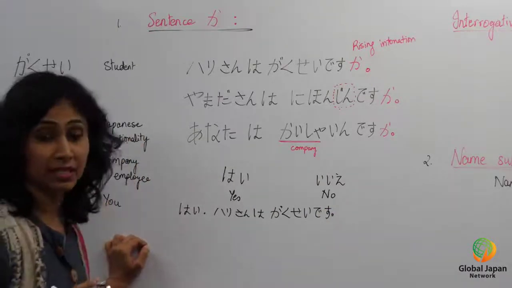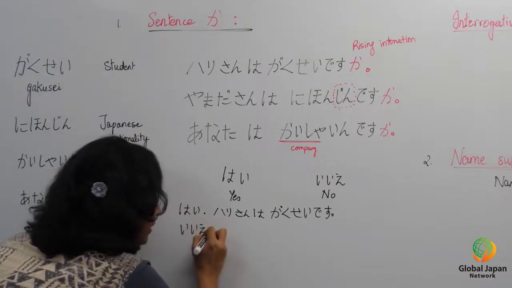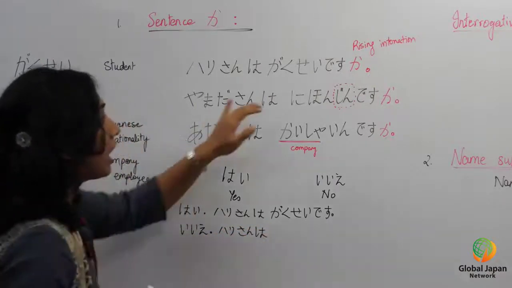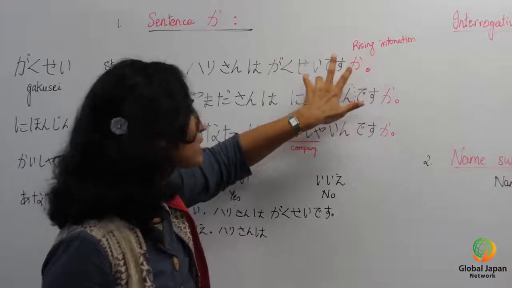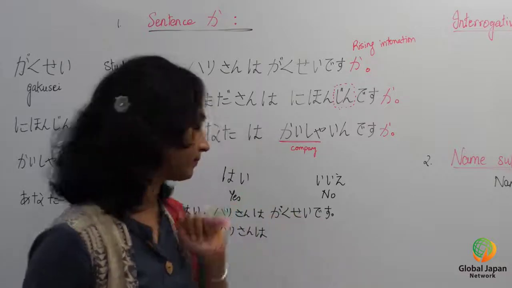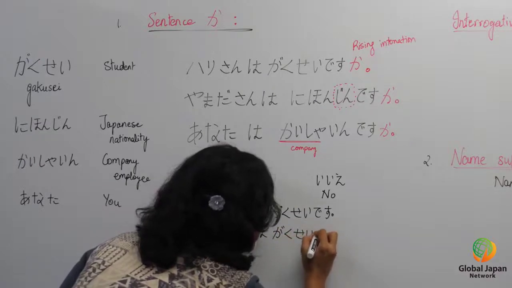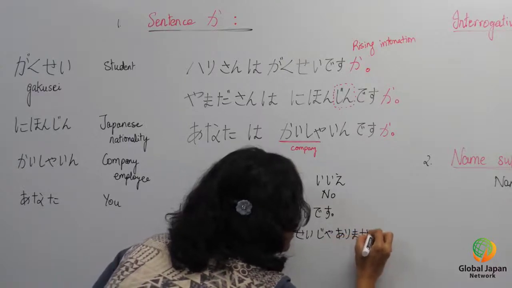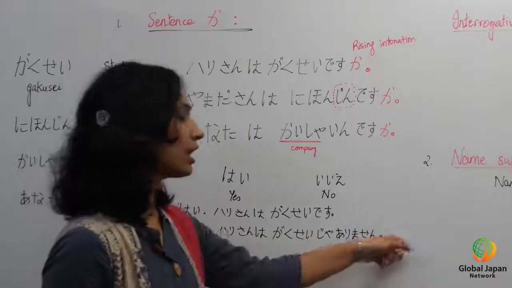If I don't agree with this statement, I want to tell no. I would tell iie. Hari-san wa. I am telling not a student. So this has to be made into negative. And how do you do that? Ja arimasen. So I would tell gakusei ja arimasen. Iie, Hari-san wa gakusei ja arimasen.